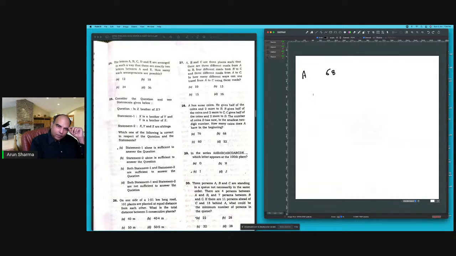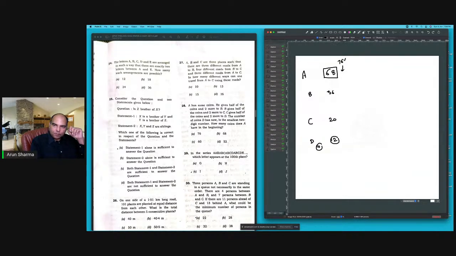So he gives half the points plus two more. So he's going to give 36 points to B. Half of 68 plus two more is 36. B gives half of 36 plus 2 more, so B will give 20 to C. And C will give half of 20 plus 2 more, so C will give 12 to D. The key is that D should get 10, but at 68, D is getting 12.